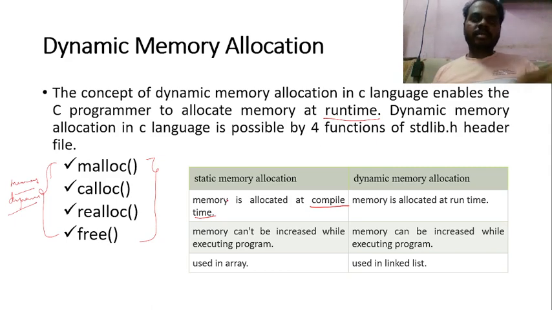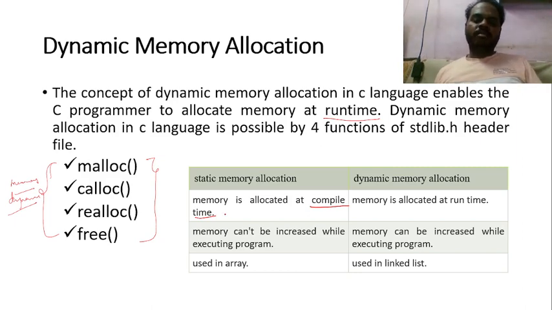Compile time is when you allocate memory while you are typing a program in your Turbo C++ compiler or GCC compiler. If you allocate the memory at the point of compilation time, it is static memory allocation. If you are going for dynamic memory allocation, you allocate the memory at runtime.